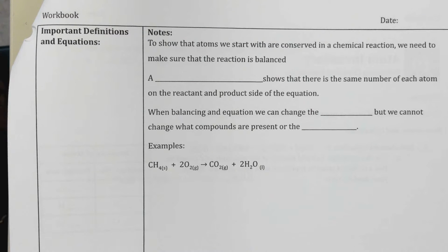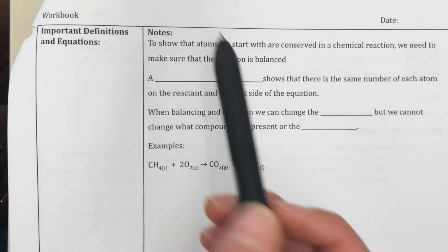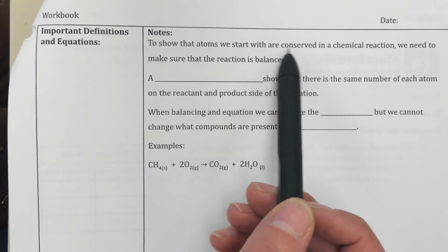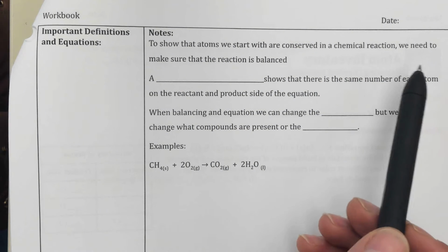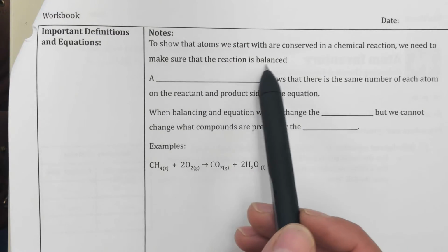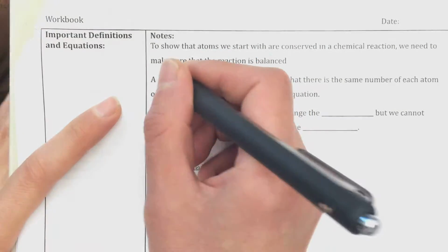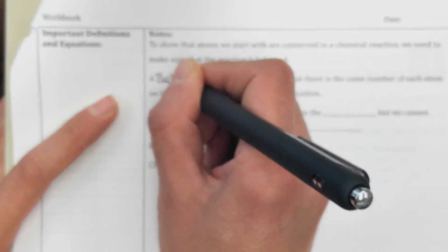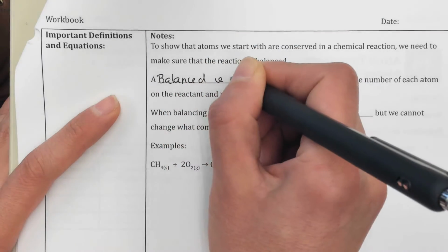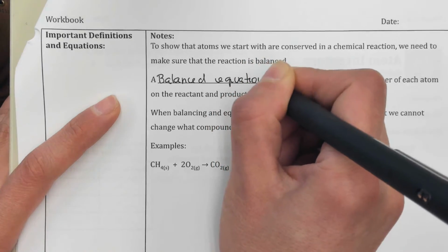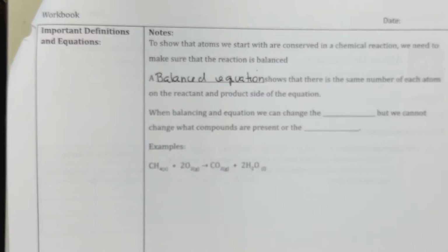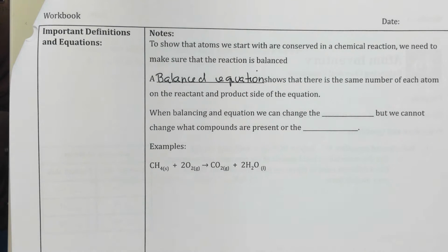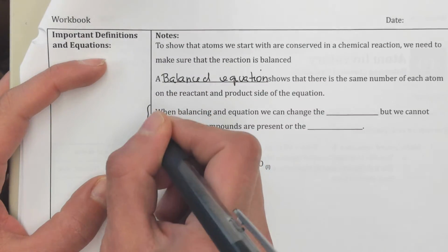Okay, so these are notes for page 15. To show that the atoms we start with are conserved in a chemical reaction, we need to make sure that the reaction is balanced. A balanced equation shows that there is the same number of each atom on the reactant side and the product side. So whatever you put in to get the reaction going needs to be the same amount that's coming out. So this is key right here.